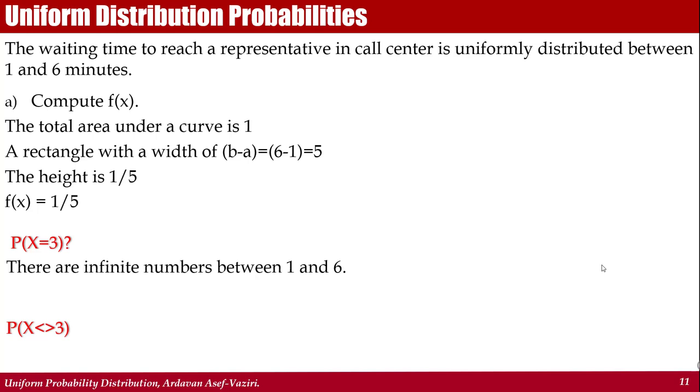There are infinite real numbers between 1 and 6. Probability of x being equal to a specific value is 0. Because probability of x equal to 3 is 0, probability of x not equal to 3 is 1 minus 0.